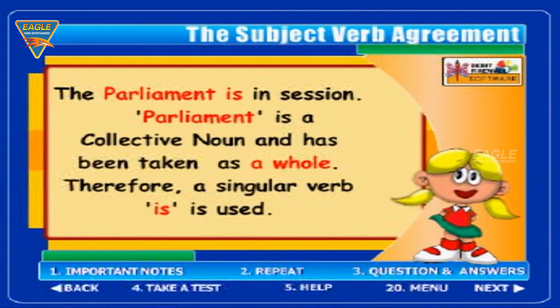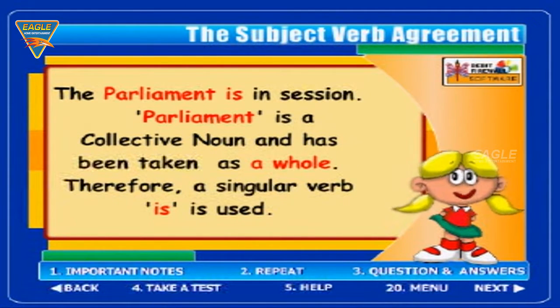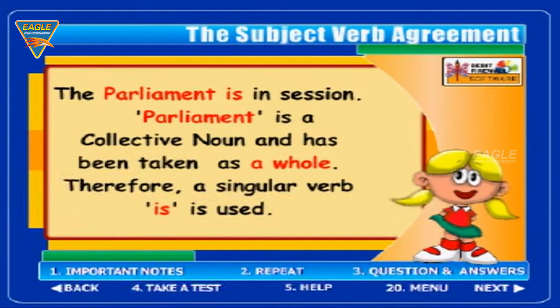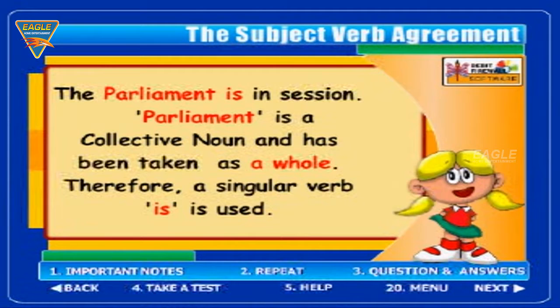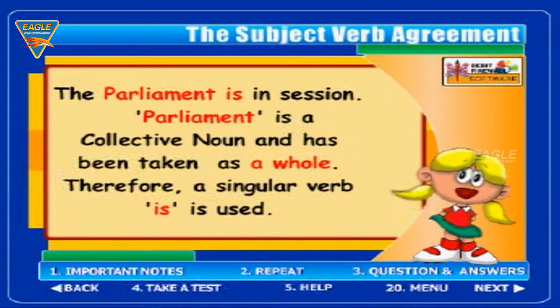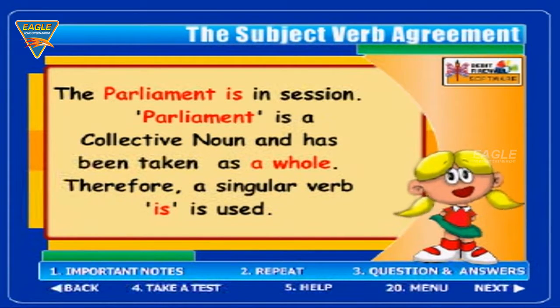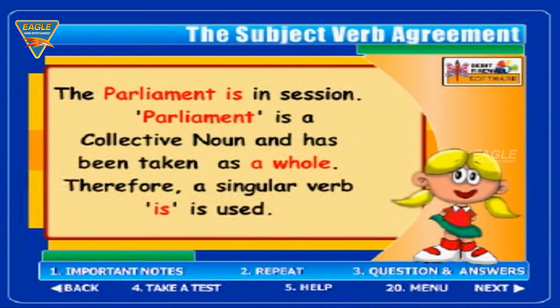The Parliament is in session. Parliament is a collective noun and has been taken as a whole. Therefore, a singular verb is used.